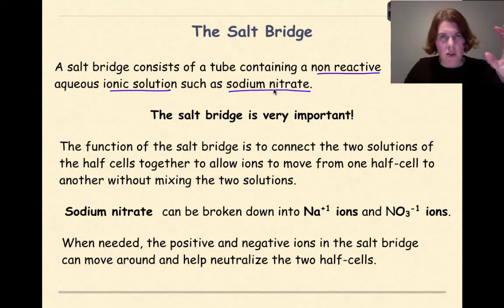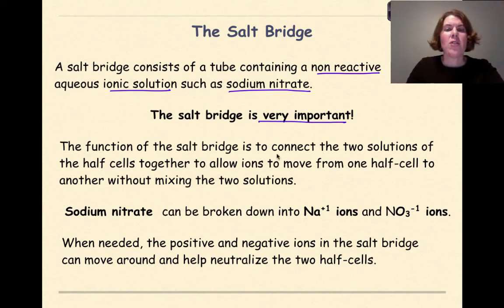Now think about sodium nitrate for a minute. Sodium is a group 1 metal. Very, very soluble, not going to react with anything. The nitrate ion, NO3-1, also very soluble, not going to form a solid with anything. This is a great thing to have in our salt bridge. Salt bridges are very, very important.